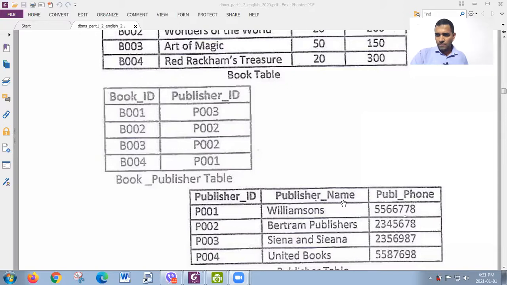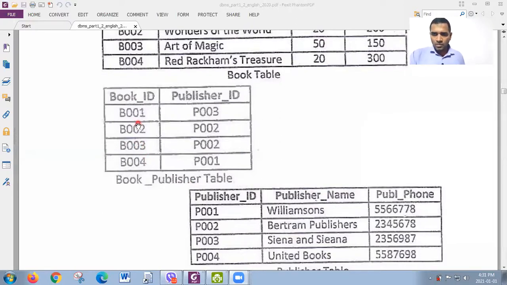Book ID and publisher ID. So it's composite, right? Okay, look, in the book publisher table, book ID seems to be unique. And yes, you decided to define that as the primary key.